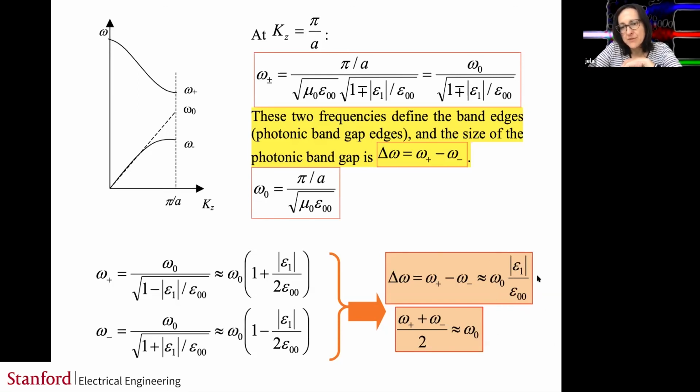You may have seen this expression before in condensed matter physics when you calculated the Schrödinger equation for a periodic potential. You may have derived that the size of the band gap depends approximately on the first Fourier coefficient of the periodic potential. And that's exactly the same conclusion. Any questions about this?